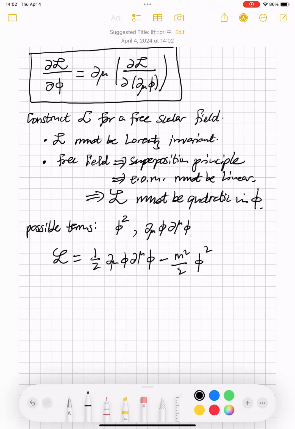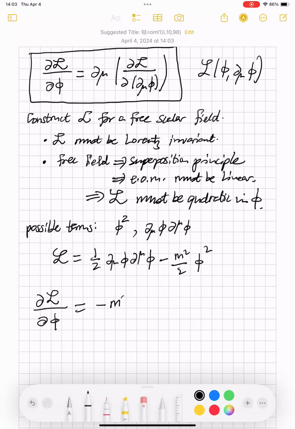Good. What I'd now like to do is use this equation to work out the Euler-Lagrange equations of motion. The first term, I think, is pretty easy to calculate, dL d phi. Remember, we treat phi and d mu phi as two completely independent variables. So when we come to differentiate with respect to phi, we don't hit the first term in the Lagrangian. We only hit the second term. So we'll get minus m squared phi. Okay, that's the first term that we get.